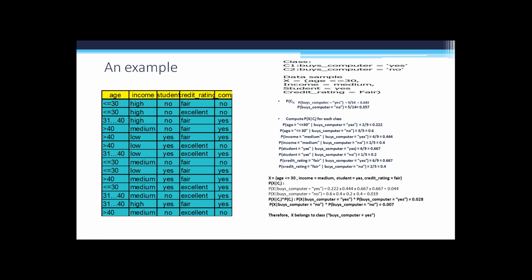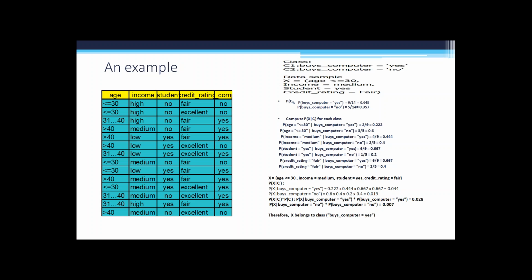So now you want to find out which class this particular data sample should belong to. Age less than or equal to 30, income equal to medium, student equal to yes, credit rating equal to fair. So this is new data coming your way, and now you have to predict it based on the history.